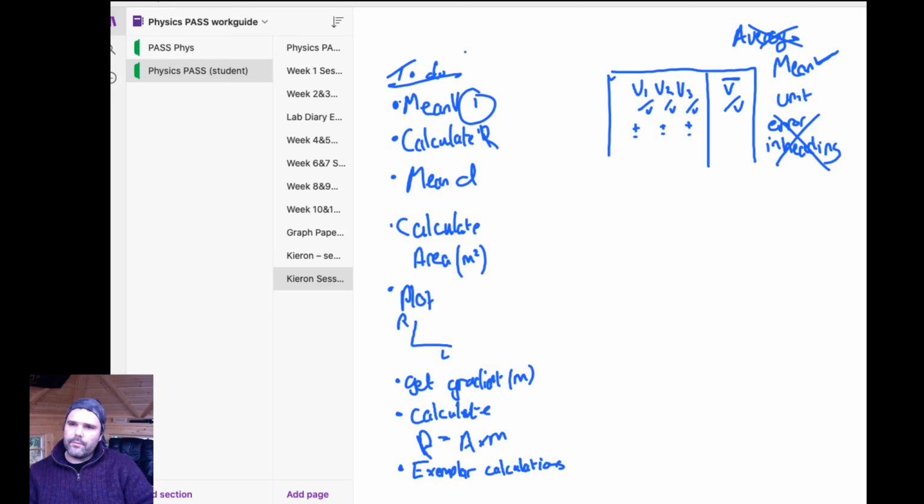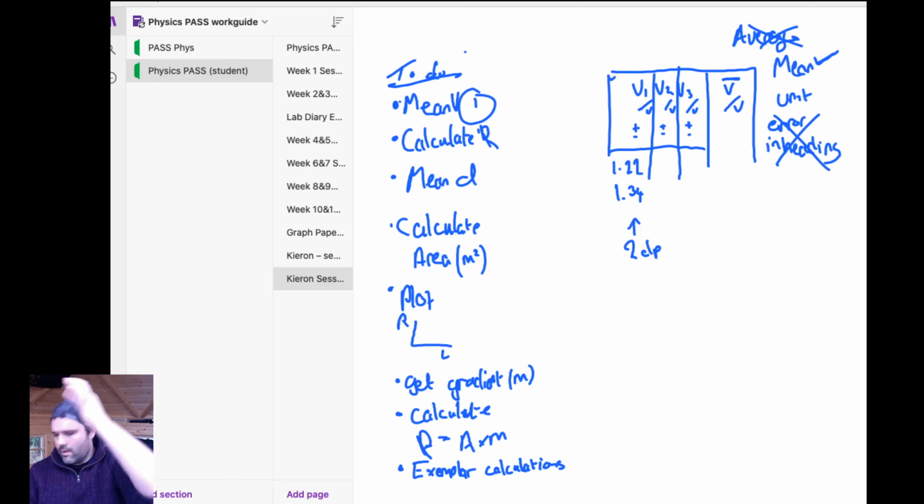What else do we need to think about? In the body of your table with your repeat readings, I've done this a little bit tiny just to fit it in, but you might have, for example, 2 decimal places, let's say. Or 3 decimal places. You might have included the extra bit as an error. And then you could give these as 1.220 or 1.340. Let's say, for the sake of it, you've done these as 2 decimal places. Then your mean also needs to be 2 decimal places. Or it needs to match.